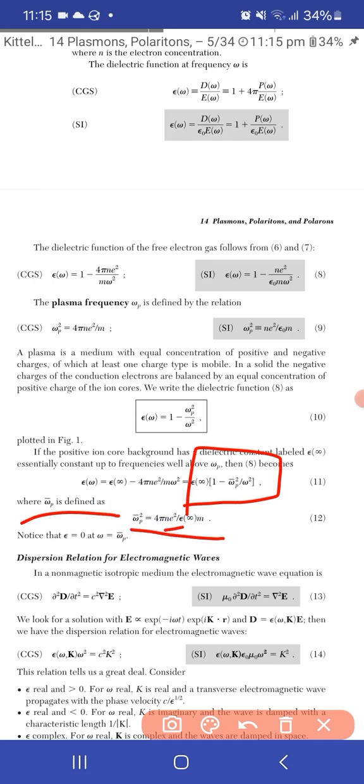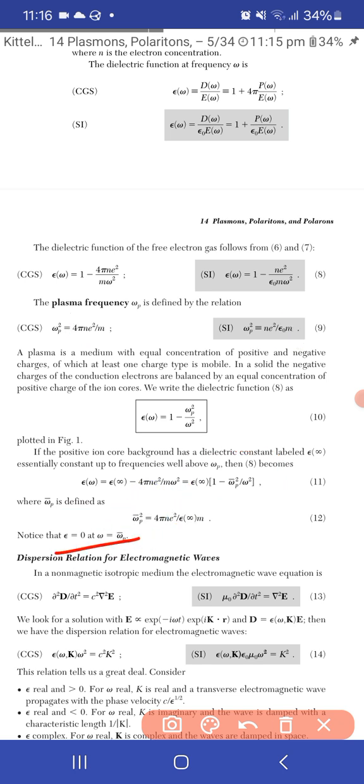n e square by epsilon m. Otherwise, it's just n e square by m and the constant. And the constant, it says epsilon naught, but that's the constant. n e square by m. Here we have epsilon naught because of this part.